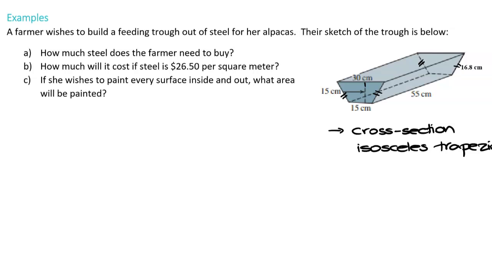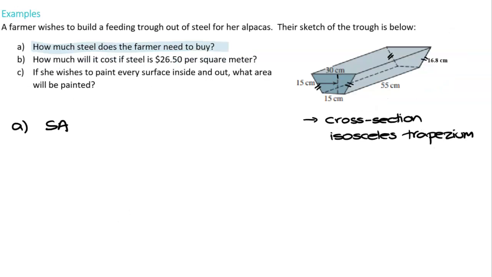It says for part A, how much steel does the farmer need to buy? To be able to figure that out, we need to do the surface area. Now, this is a trough. So that means this surface here is not going to be filled in, or those alpacas are going to be pretty hungry. They can't actually get into it. So that means we need to be careful. We're not including every single face here. We're not going to have a top.